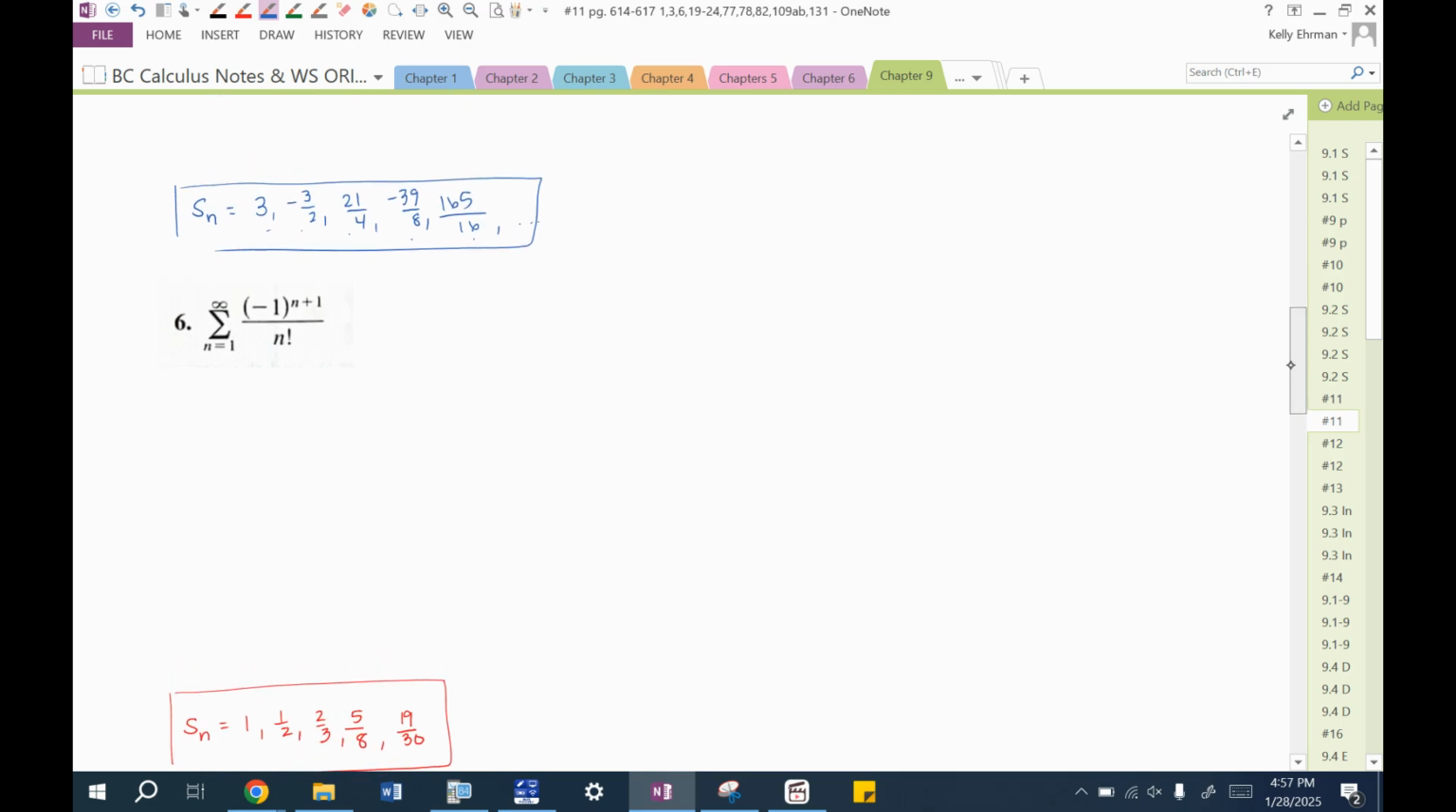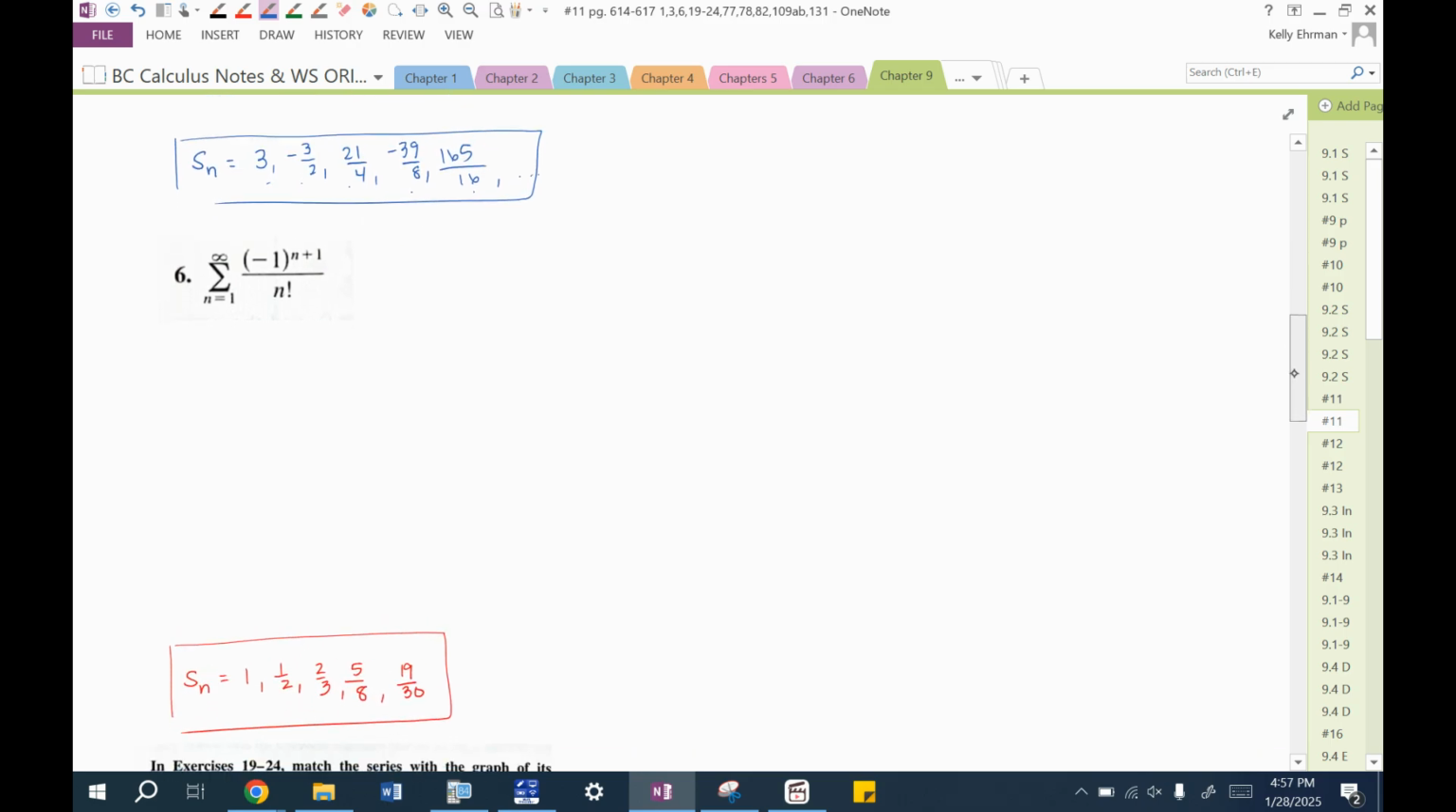Number 6, the same directions apply, but they gave you sigma notation. So the first partial sum with sigma notation would be n equals 1 to 1. You don't have to write it like this. I just wanted to show you what that would mean when I was doing the answer key. This just means plug in 1 and that's it. So you get negative 1 squared over 1 factorial, and that's positive 1 over positive 1.